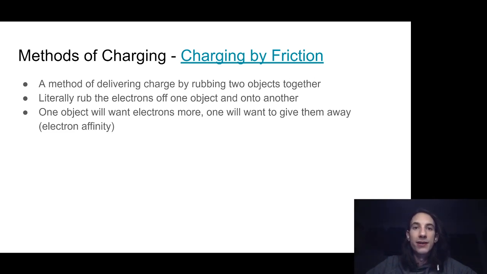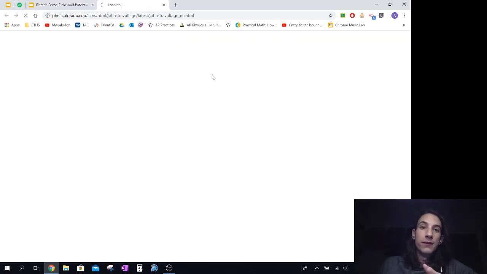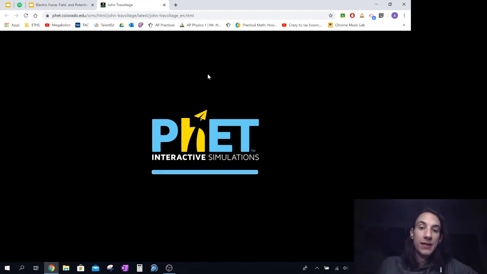And what you're doing here is not too bad. It's what you think it would be. You're literally rubbing the electrons off one object and onto the other object. If you have the rabbit fur, it's got the electrons, and you are literally scraping off those electrons. The reason this happens, you don't have to know it, is that one object wants the electrons more than the other one. We call that electron affinity. One wants to give them away, and one is more wanting of gaining them.